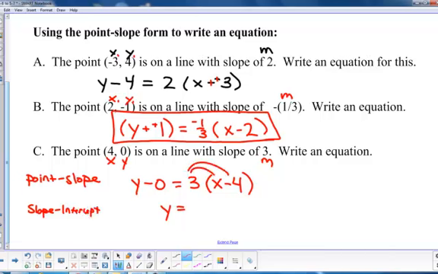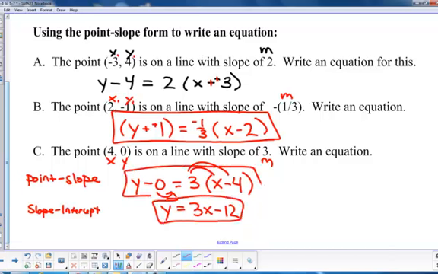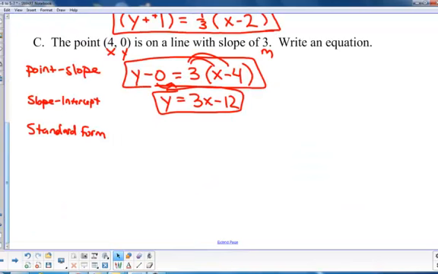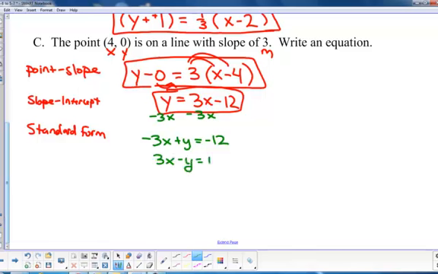So in this one we would distribute the 3. And since there's no number to add over, we're done. So this is our slope-intercept form. That's the same exact thing as this. And then if we want to convert to standard form, we can just put the x and y on the same side and make sure x is positive and no fractions in the coefficients of the letters. So negative 3x plus y is negative 12. So 3x minus y is positive 12.